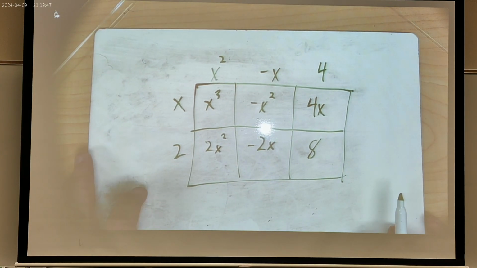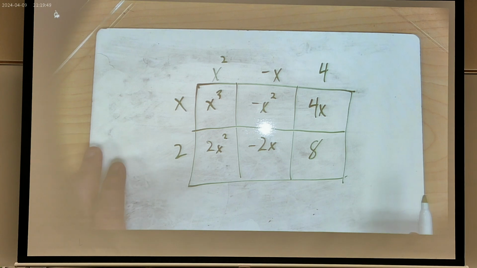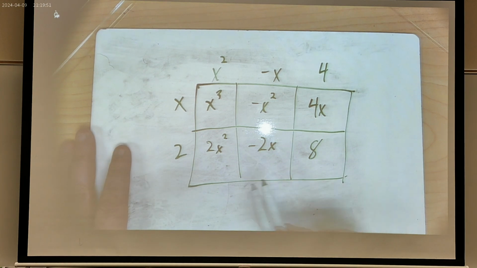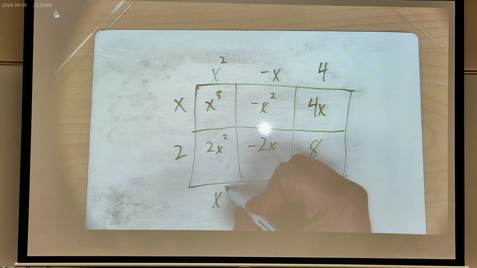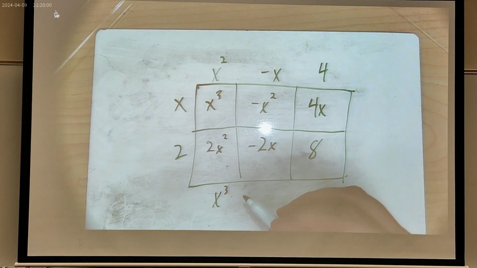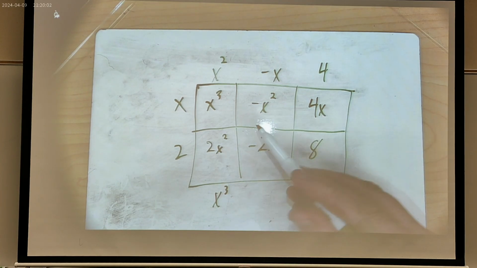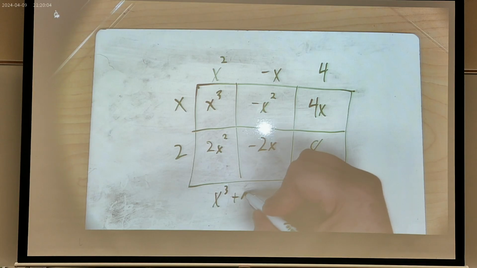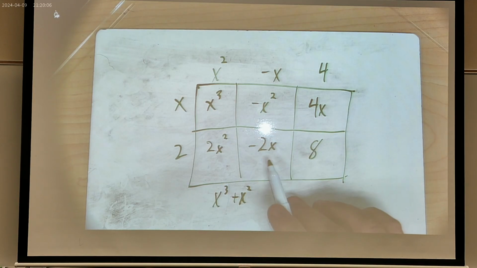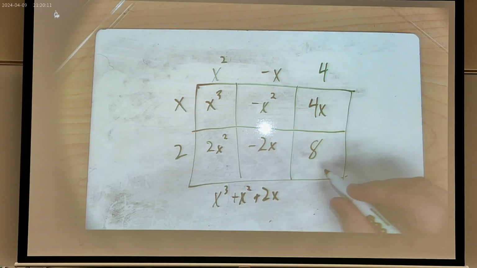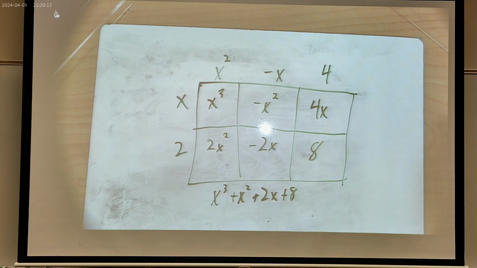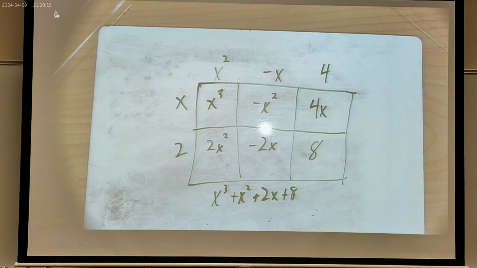That's kind of hard to see that one there. All right, so now we're going to combine terms and get the final answer. So that gives me x to the third. 2x squared minus x squared is plus x squared. Minus 2x plus 4x is plus 2x, plus 8. And there we go. There's your final correct answer.